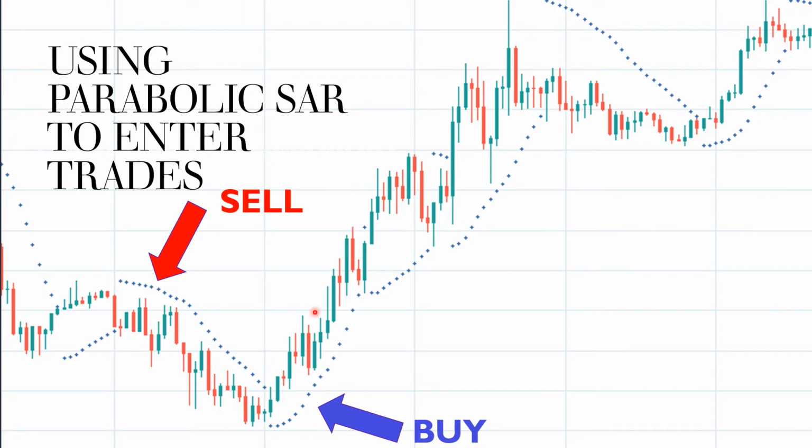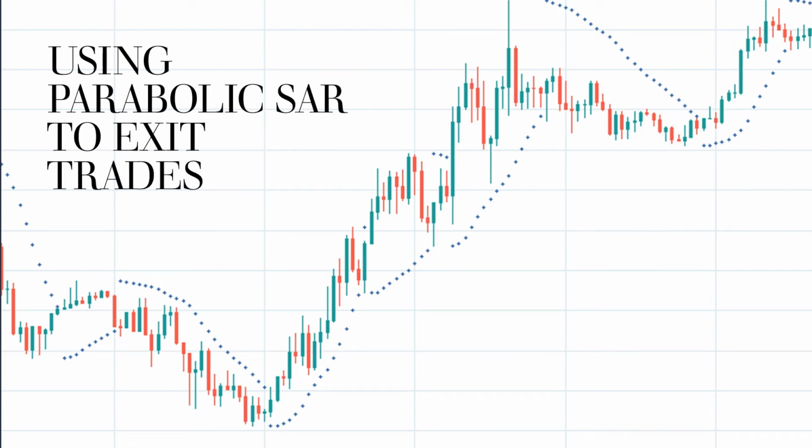Well, we can wait for confirmation. And confirmation is waiting for 3 dots to occur under or above the price before we act upon it. So as you can see here, you have 1, 2, 3 dots, so you buy. You have 1, 2, 3 dots, then you sell. So what do we do next?